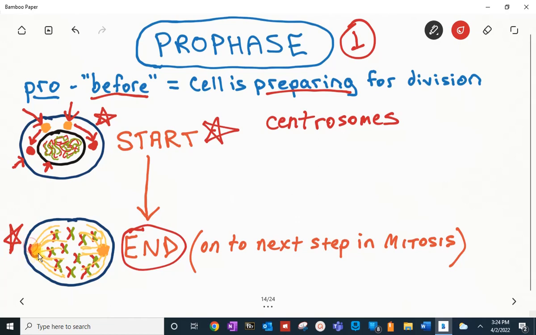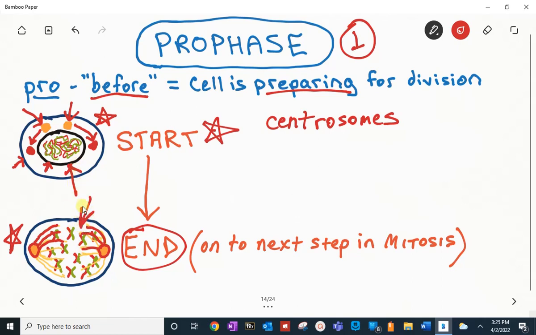As you can see, the centrosomes have moved to opposite ends of the cell, and the centrosomes grow these little fingers, they're called microtubules, out of the centrosomes going toward the middle of the cell. And if you notice, up here at the start cell, there's that nuclear membrane I was talking about, that black circle, that's the wall around the nucleus. Well, that's not there anymore.